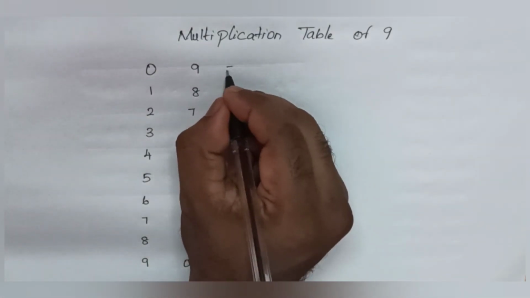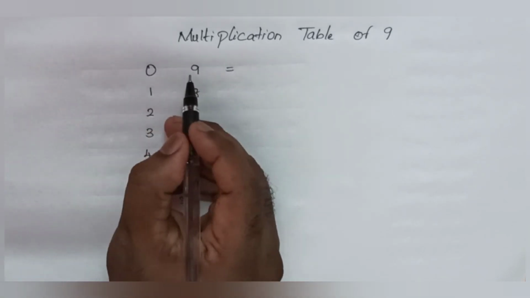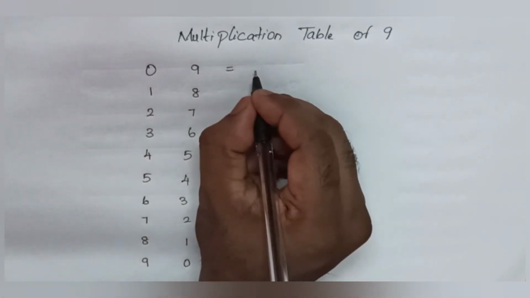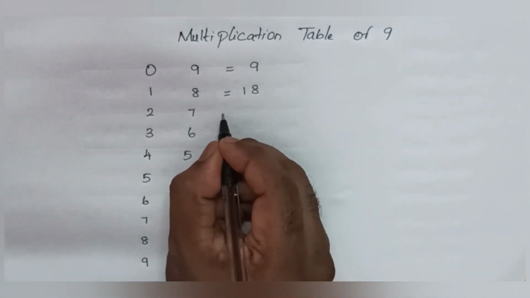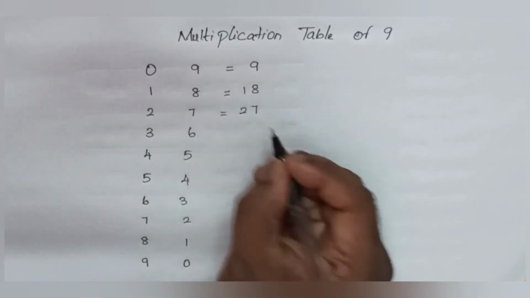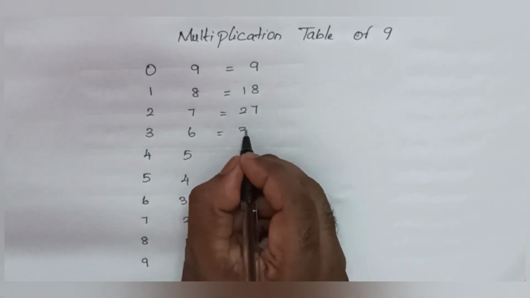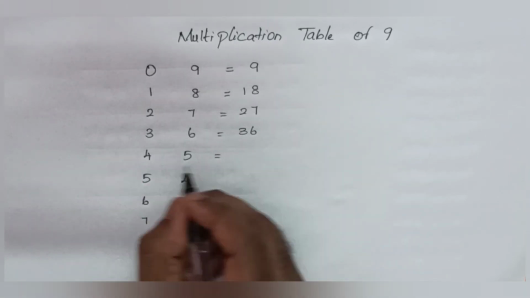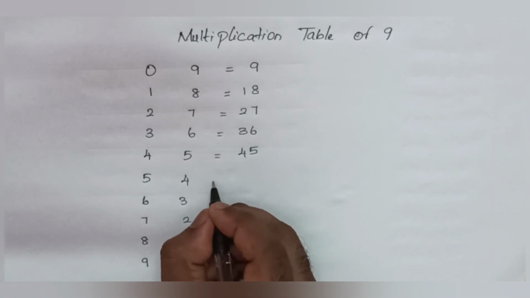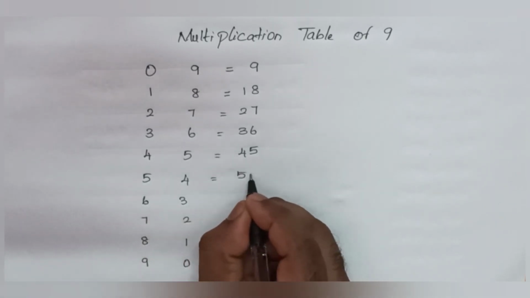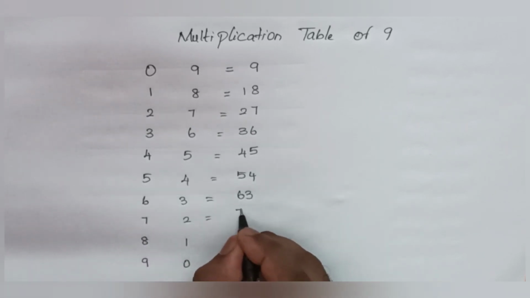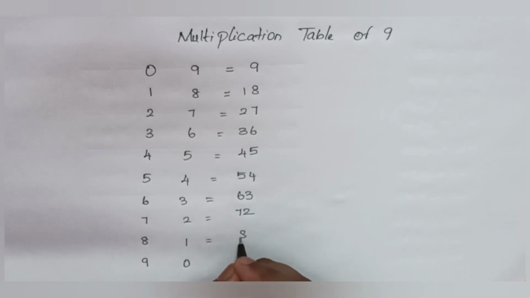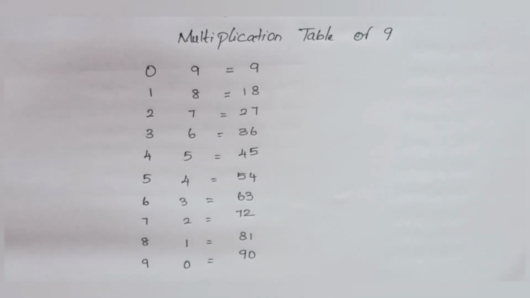So you have to put equal to. You have to join both the digits. 0, 9, it means 9. 1, 8, it is 18. 2, 7, it is 27. 3, 6, it means you are joining both the digits like this. 4, 5, it is 45. 5, 4, it is 54. 6, 3 is equal to 63. 7, 2 is 72. 8, 1 is 81. 9, 0 is 90. That's all. This is the easiest way.